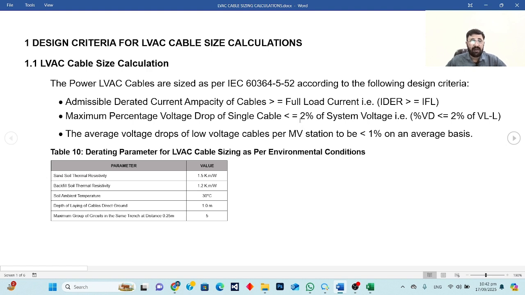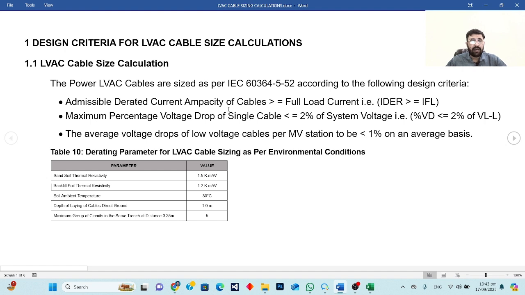So there are multiple factors when we are sizing the cables. As per the IEC standard 60364-5-52, there are multiple criteria. First is that the cable derated ampacity is greater than the full load current, or the output current of the inverter.